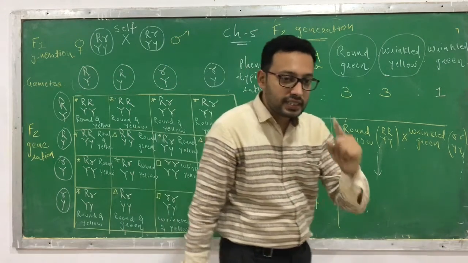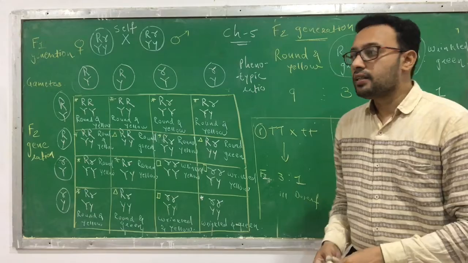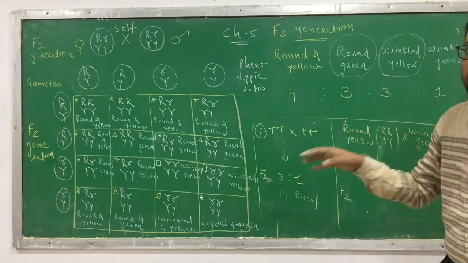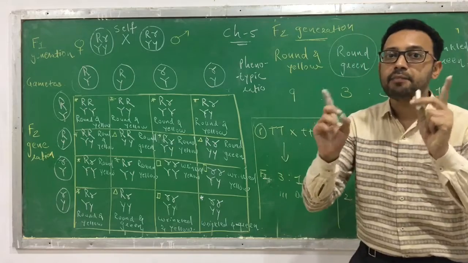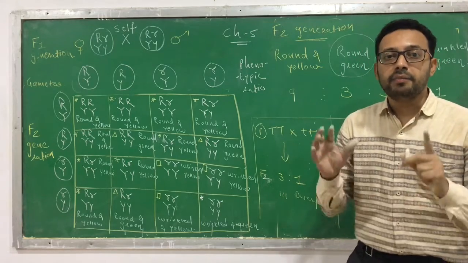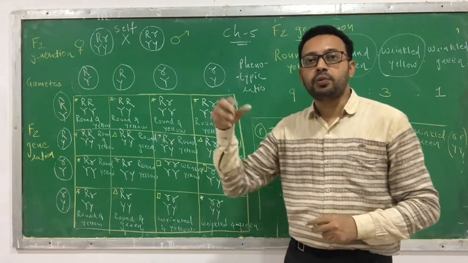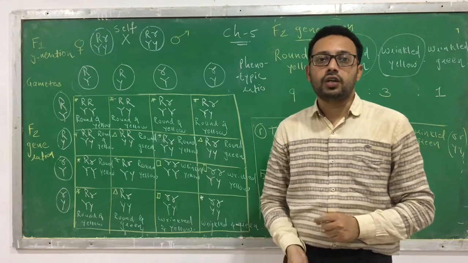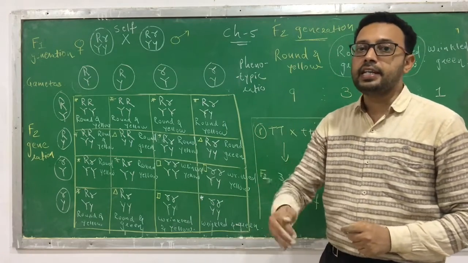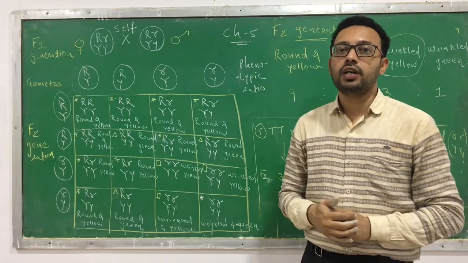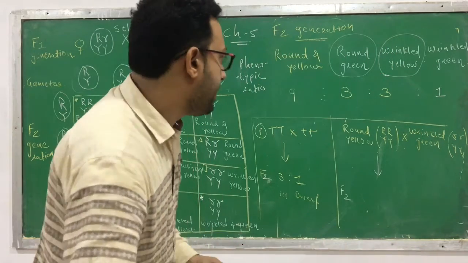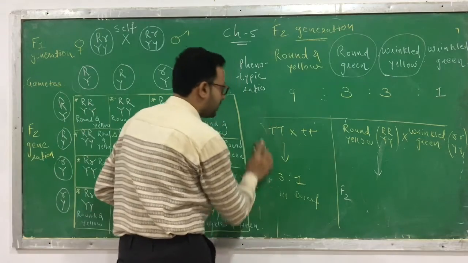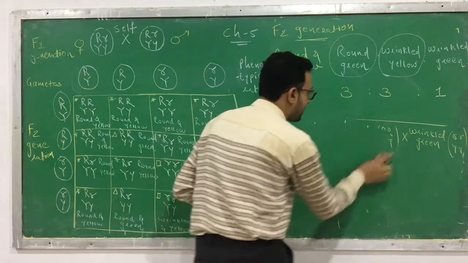So that says that here the assortment, the separation during gamete formation, occurs independently, and based on that Mendel has proposed one more law, that is called the law of independent assortment. What is it called? Law of independent assortment. What does the law of independent assortment say? See here what the law of independent assortment says.